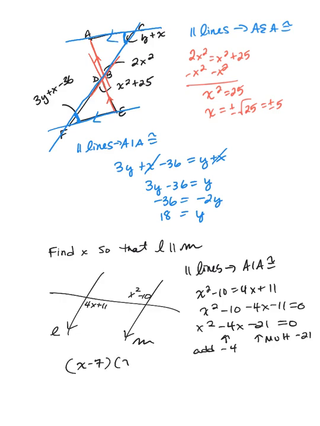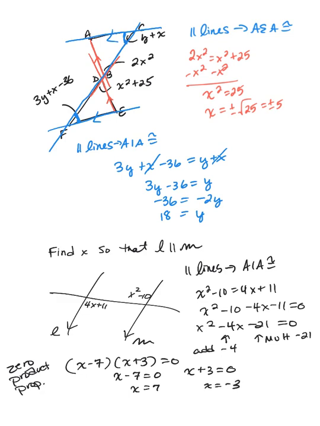Negative 7, positive 3. You set these equal to 0, then you use something called the zero product property, which tells you that if the product is equal to 0, either one or both of these factors have to equal 0. So we get 7, and then we get negative 3. The negative 3 gets rejected because it doesn't make sense to have a negative angle. 4 times negative 3 plus 11 is negative, so reject, and so x would be 7. Okay, so be prepared to do that.